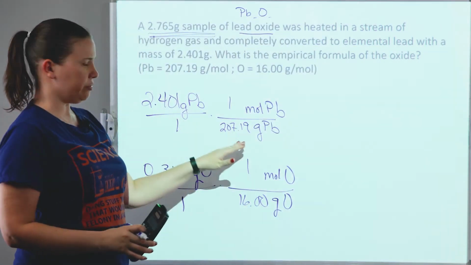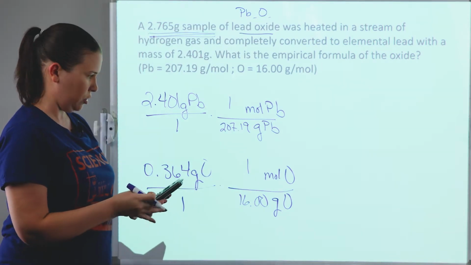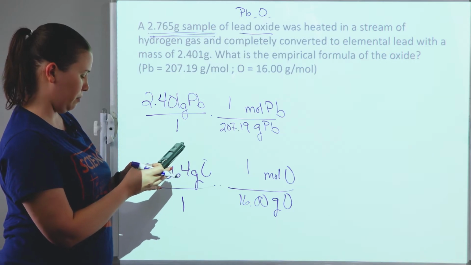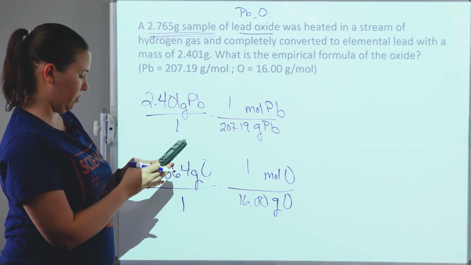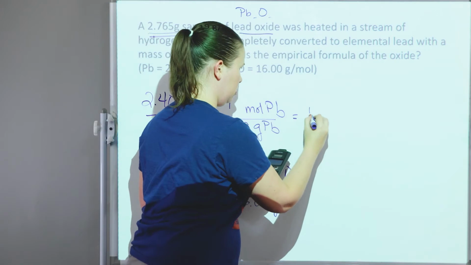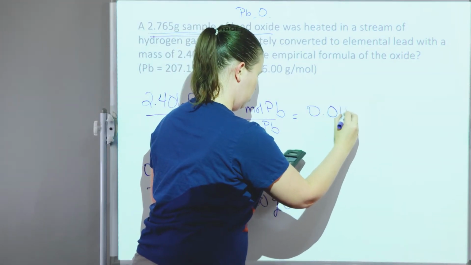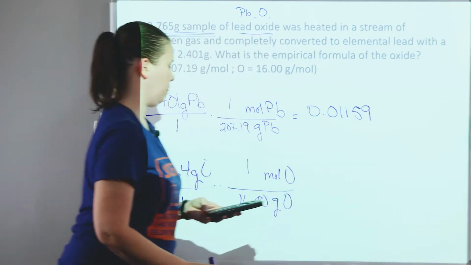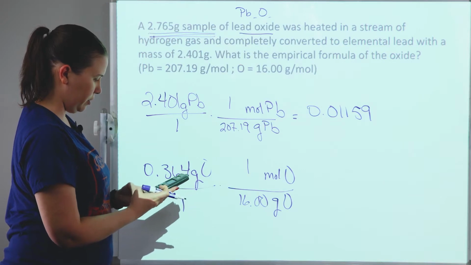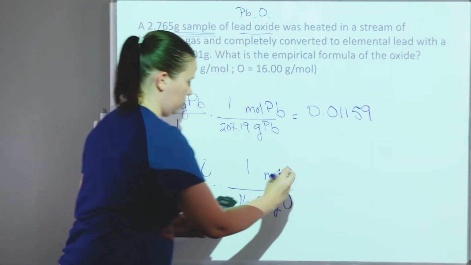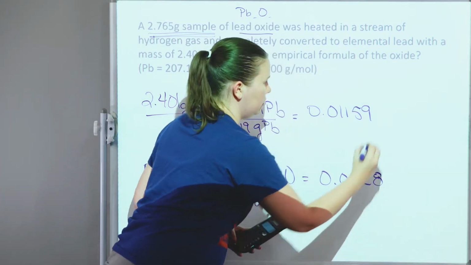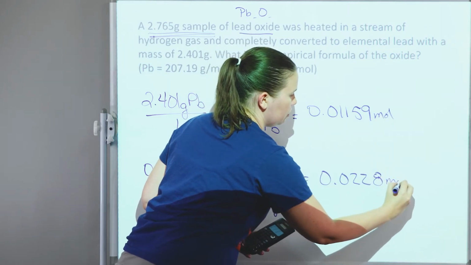Now that I have my mole conversion set up, let's make some room here. I want to know how many moles of lead and then how many moles of oxygen. So I'm going to do 2.401 divided by 207.19, and I get 4 significant figures, 0.01159. Looking at my oxygen, I'm going to do 0.364 divided by 16 to 3 significant figures, 0.0228. Each of these being moles, but of a different substance.